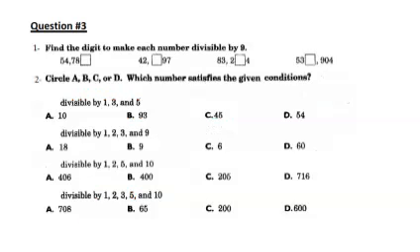Now the last question, and in this question, in the first part, we need to find the digit to make each number divisible by 9. So divisible by 9, that means the sum should be 9. If you add the numbers 5 and 4, it's 9. 9 plus 7, it's 16. 16 plus 8, it's 24. So 24 is not divisible by 9, and I need to make it divisible by 9. So I need to make it 27. So that means I have to add 3 digits. So the ones digit is 3.